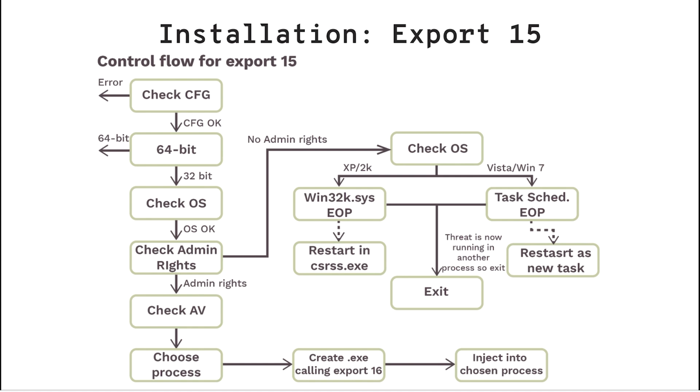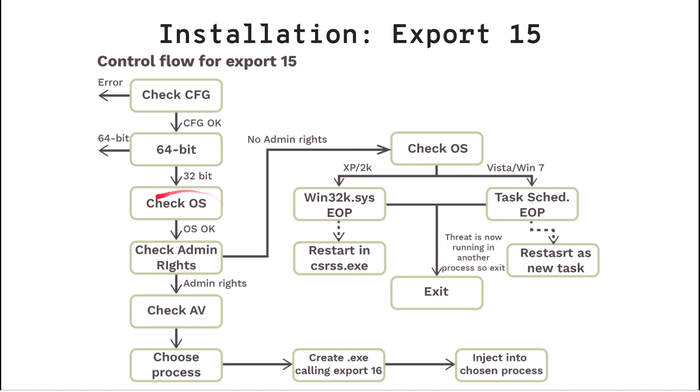Installation was performed by export 15. I mentioned before that the first function call, the first export call from the DLL, would be export 15. It would start by checking the configuration file and see whether something is wrong there, and it wouldn't start if something was wrong in the configuration file. If the file was okay, it would check whether the computer was a 64-bit or a 32-bit one. If it was 64-bit, it would also abort. It was only affecting 32-bit machines.